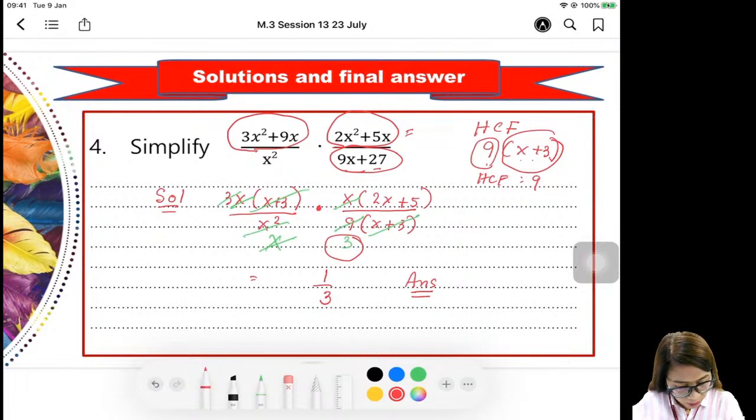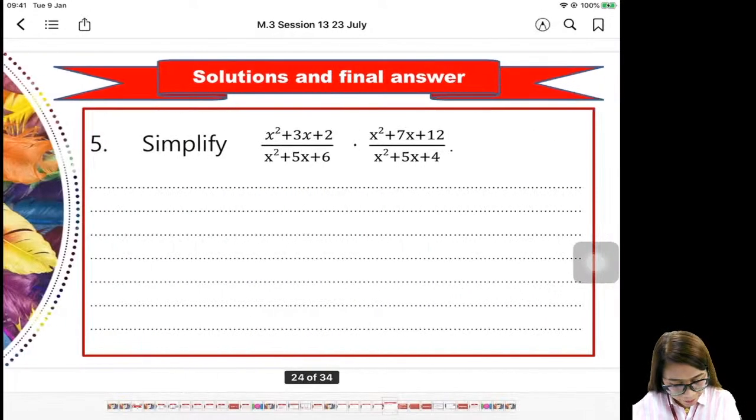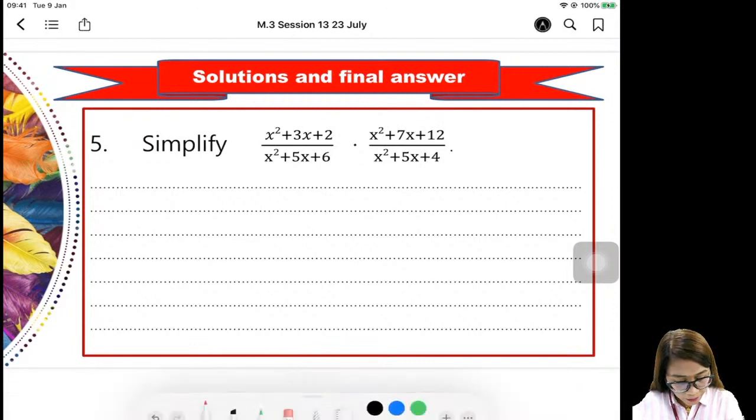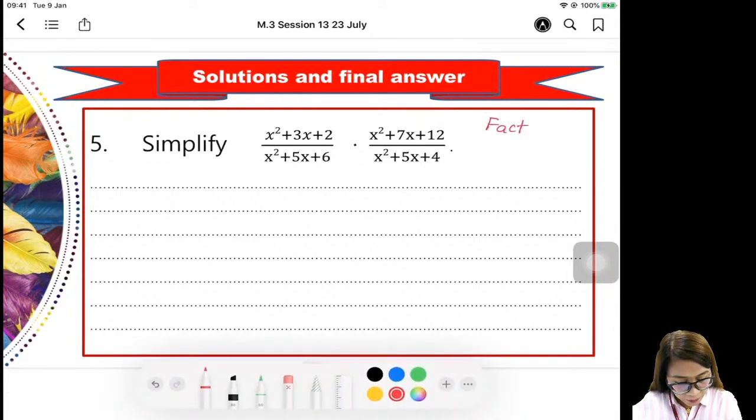And the last one is number 5. Simplify this expression times another expression. So how do we do this? So we have to use factorization of polynomials. So how do we factor this?